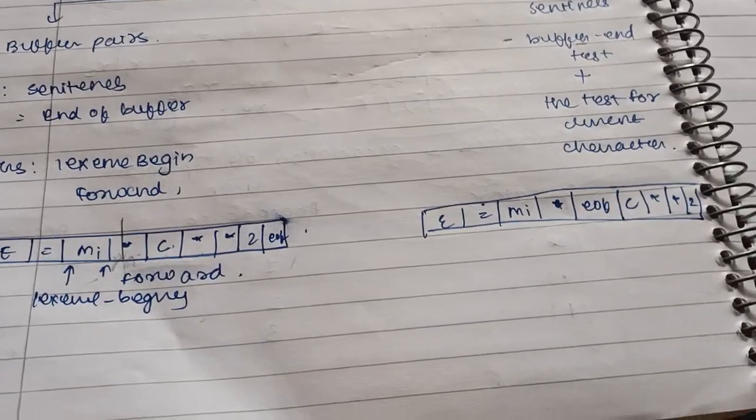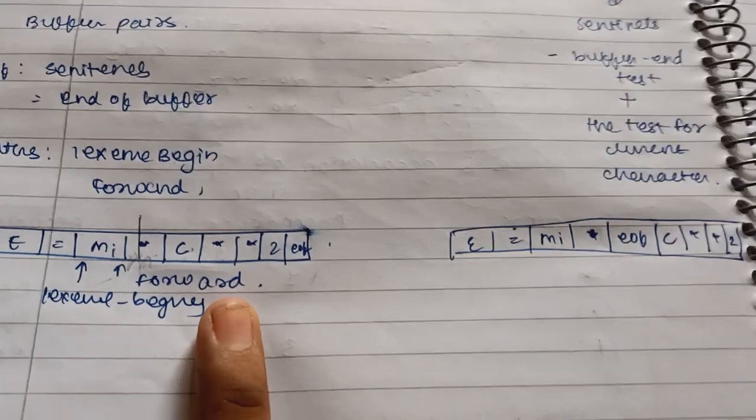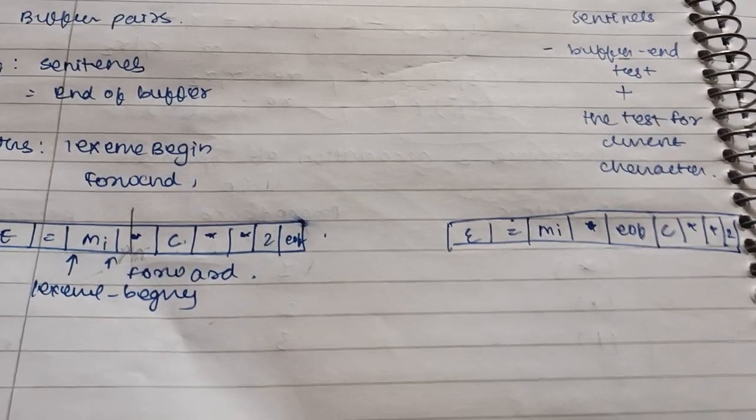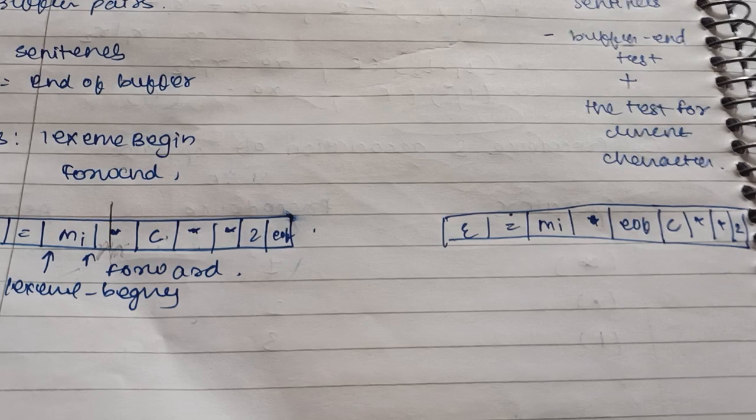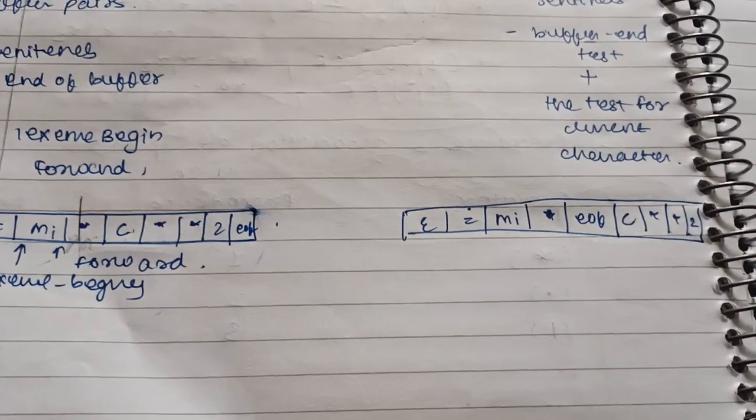See, if the forward pointer is at the end of the first buffer, then the second is filled with the new input characters, and if the forward pointer is at the end of the second buffer half, then the first is filled with the new input. Don't worry, I'll explain it with an algorithm.